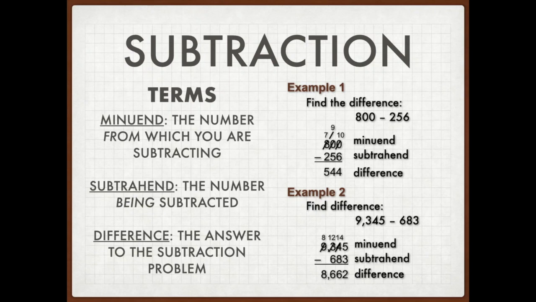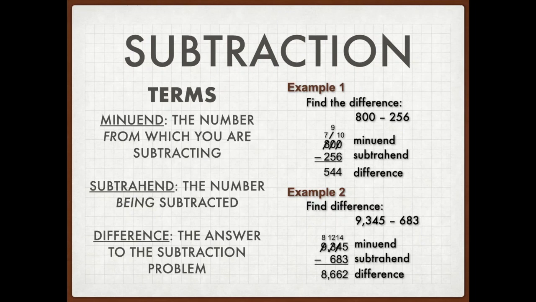The minuend is the number from which you are subtracting. So this is going to be your top number, the one that probably is many times larger, not in all cases, but this is the number that you are subtracting from. The subtrahend is the number that is being subtracted. Usually the smaller number, not in all cases, but it's the number underneath. And you can see that in an example. And then the answer is going to be the difference. Take a look at the example.